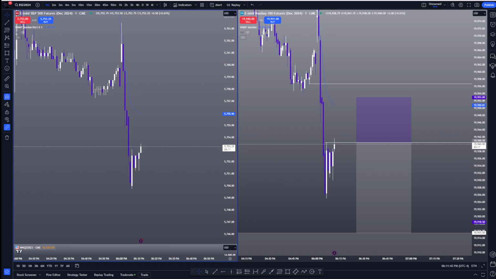I'm thinking about cutting here pretty soon. If we don't see a reaction pretty soon here, I will just cut this. We need to see a reaction off this 1 minute bullish order block here. Man, the stalling is absolutely crazy right now.